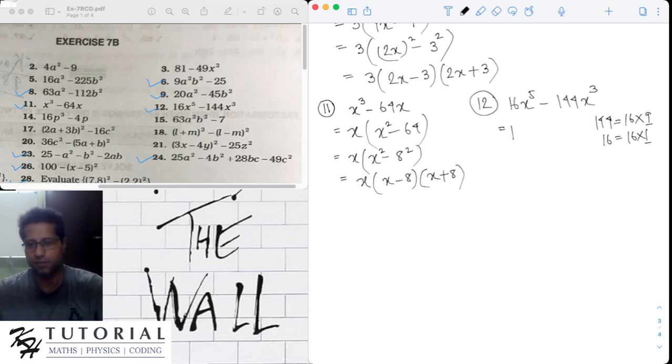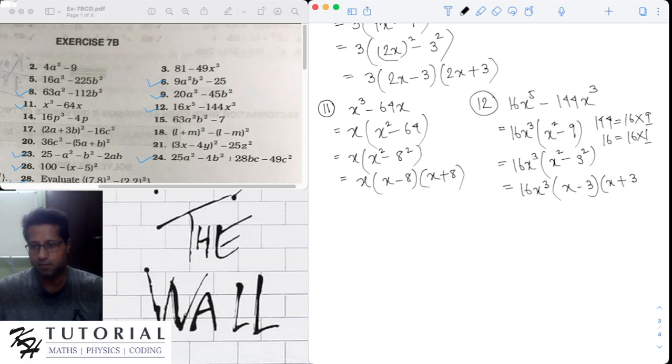So I have 16 x cube. After factoring out 16 x cube from both the terms, I get x square and 9. So now I can easily factor x square minus 9, because this is x square minus 3 square. So this is equal to 16x cube multiplied by x minus 3 multiplied by x plus 3. Okay.